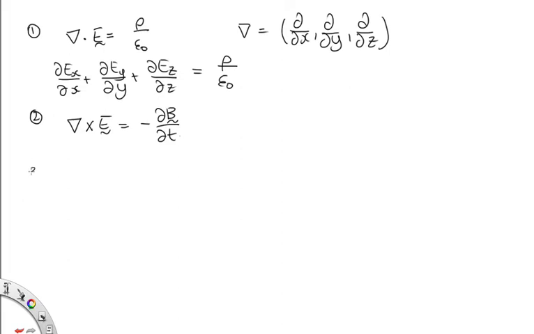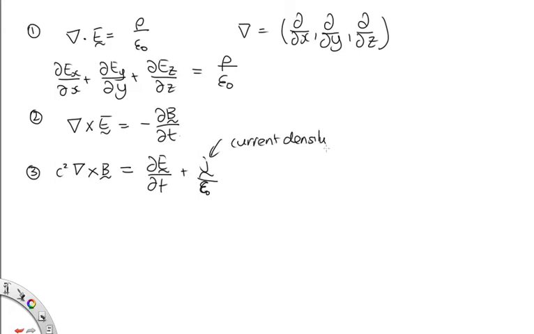Okay, Maxwell's third equation can be written as c squared grad cross B is equal to dE/dt plus J over epsilon naught. Now J is the current density. So flowing through a wire, you do the current divided by the surface area, the cross-sectional area of your wire. And Maxwell's fourth equation is grad dot B is equal to 0.